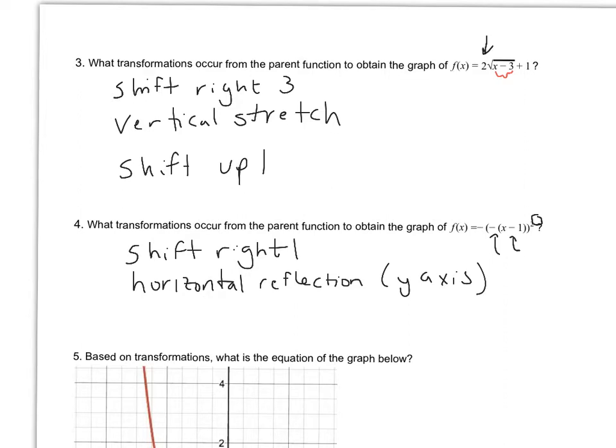And then we have this other negative on the outside. Whoops, this one here. Right here. That negative is on the outside, and that's a vertical reflection. Remember, everything that happens on the inside of the function is horizontal stuff, and anything that happens on the outside is going to be vertical stuff. So this one had two reflections, both a horizontal and a vertical, and also one of the shifts to the right.